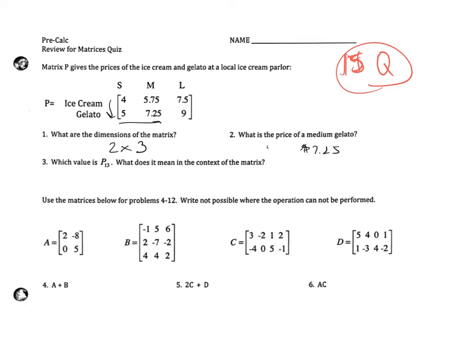And P sub 1,3. P is, of course, the name of the matrix we're looking at, and 1,3 means you go down 1 over 3. So we're right here. And so this means that a large ice cream costs $7.50.